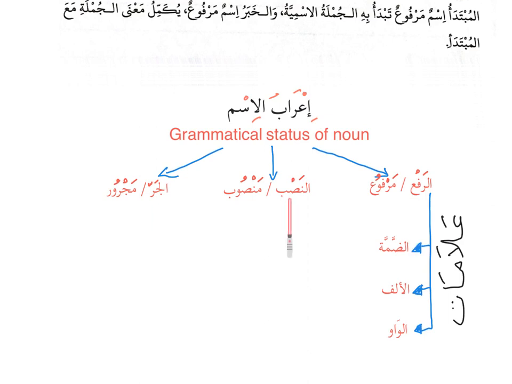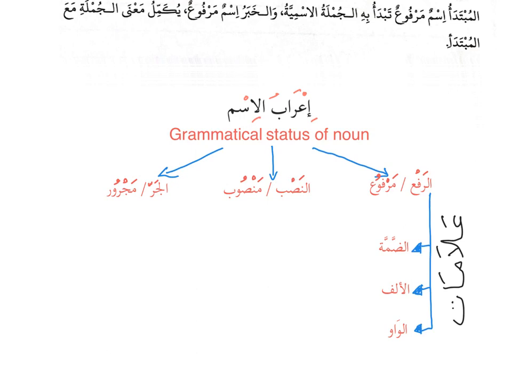When the word is in the state of ar-raf'u, it is called marfu'. When the word is in the state of an-nasbu, it is called mansub. And when the word is in the state of al-jarru, it is called majrur. You might wonder, why do we need to know the state of the word? The importance is that a word can have a different ending.